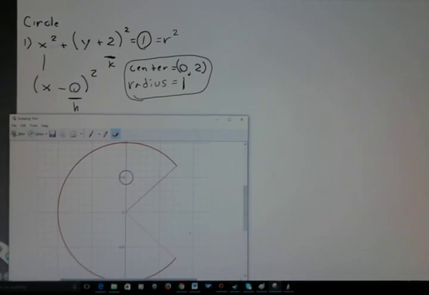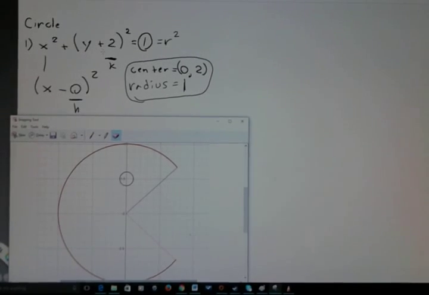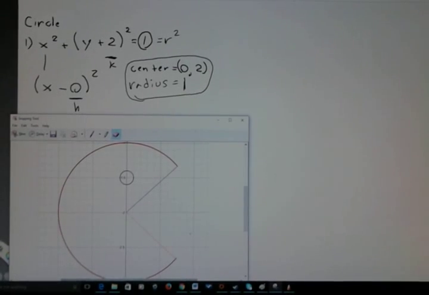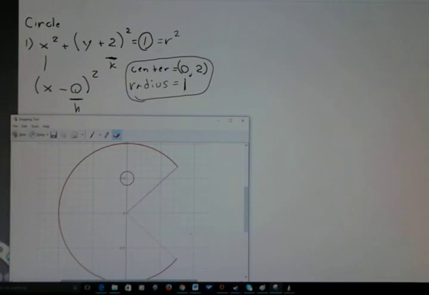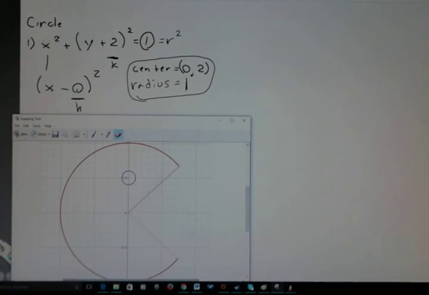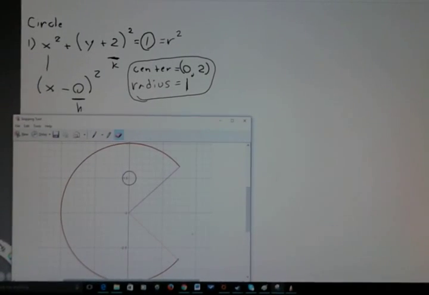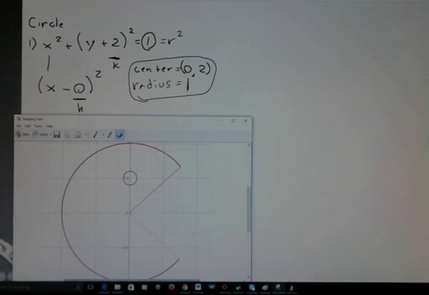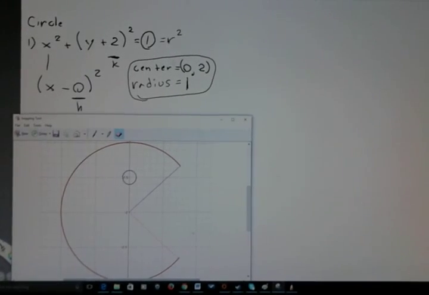The equation for this circle is x squared plus (y plus 2) squared equals 1. And since the 1 here equals r squared, the radius is 1, and since x is by itself, we know that the h value is 0, and the 2 is k, so the center is (0, 2).